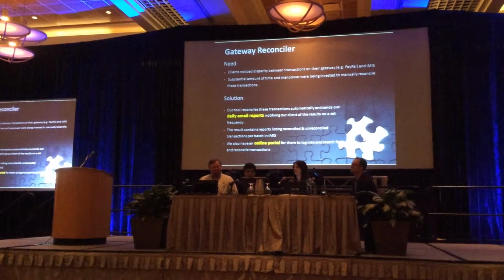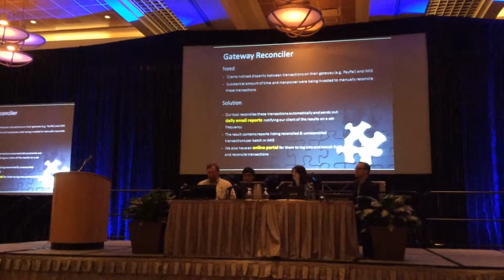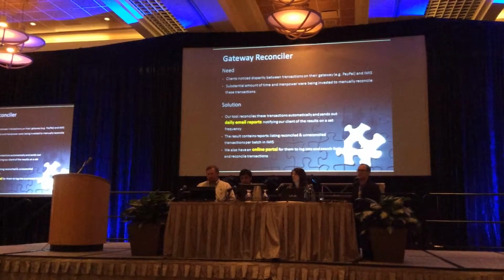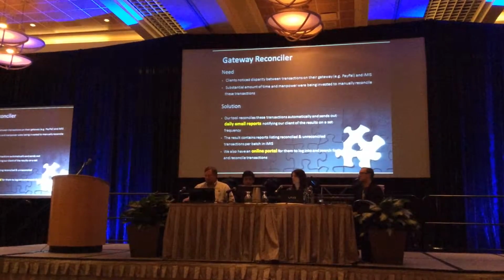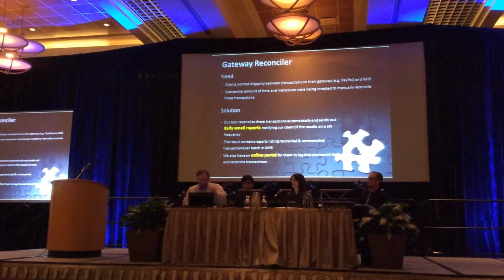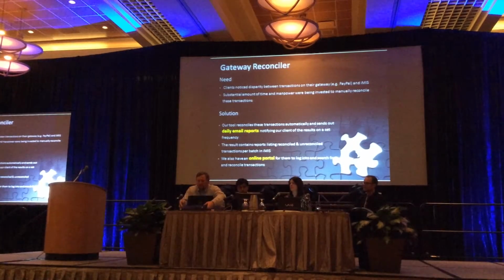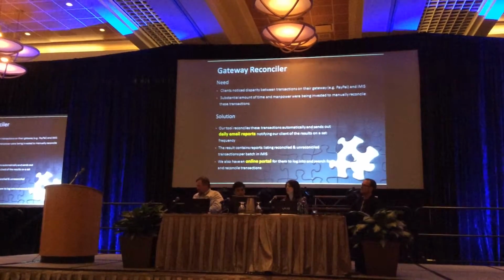First, look at why we needed a Gateway Reconcile. Our clients noticed a disparity between transactions on the gateway and IMS. So there were transactions on the PayPal gateway that weren't in IMS, and there were also a lot of credit card transactions in IMS that didn't find a matching transaction in PayPal. So it took a lot of time and manpower to manually reconcile these transactions. So the solution was the Gateway Reconcile.